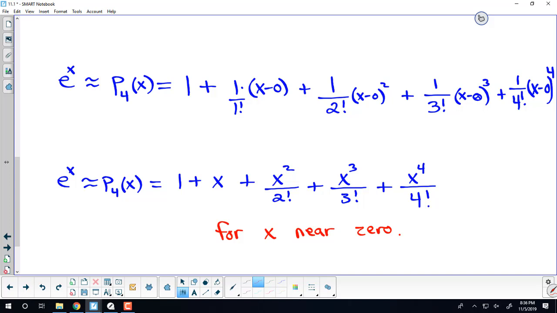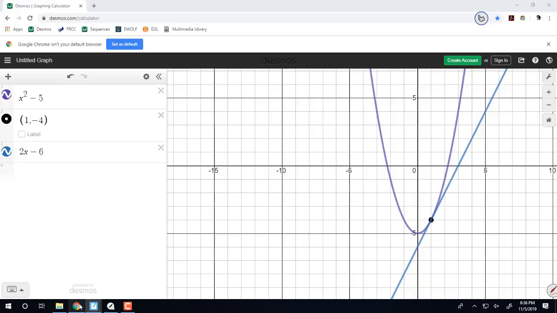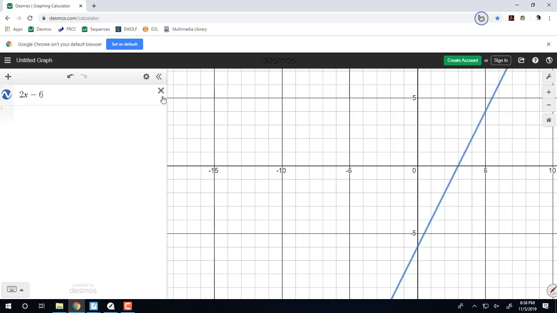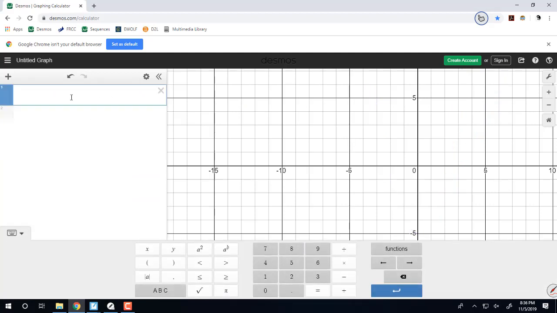So how accurate is that really? It depends. It depends on where x is at. And "near" is arbitrary, right? It's not specific. So how near? Don't know.